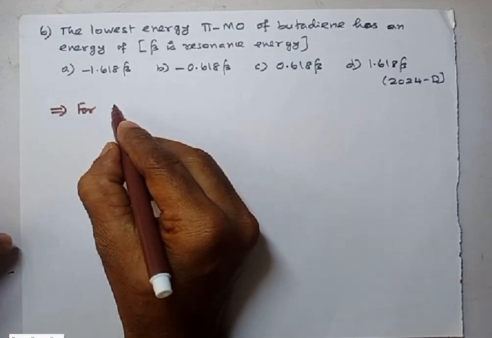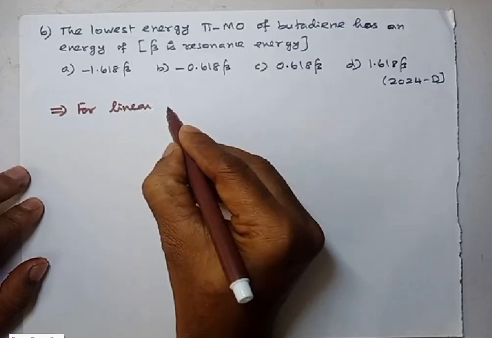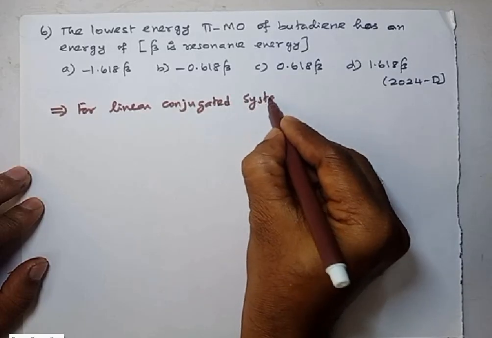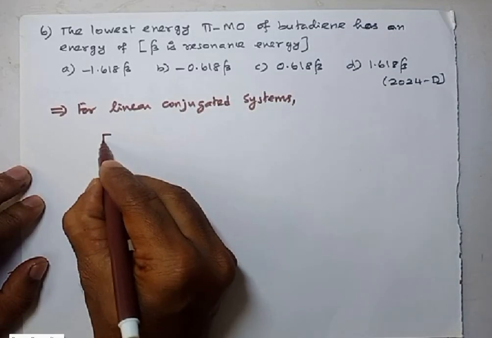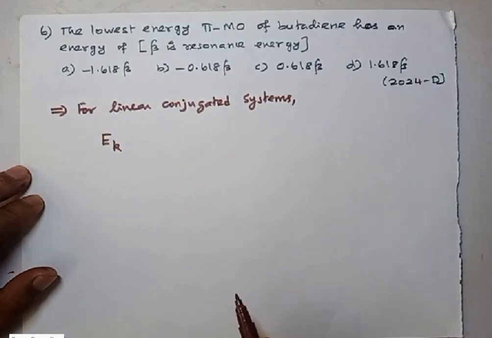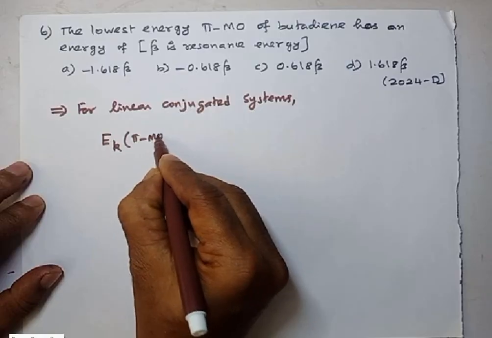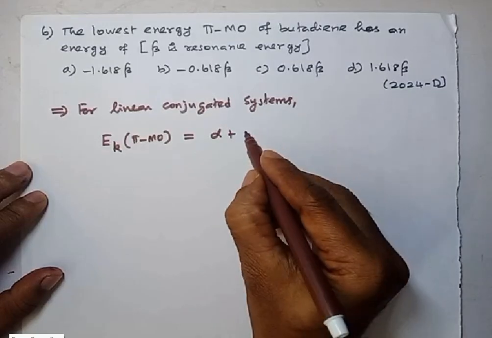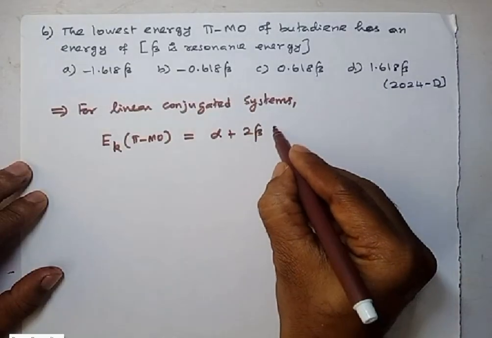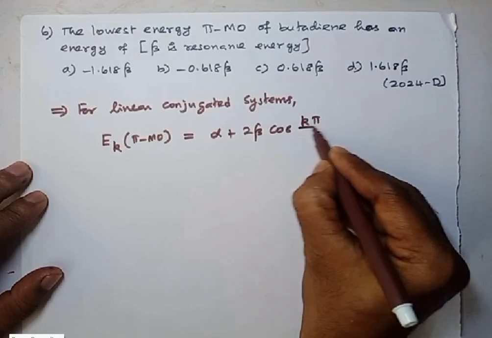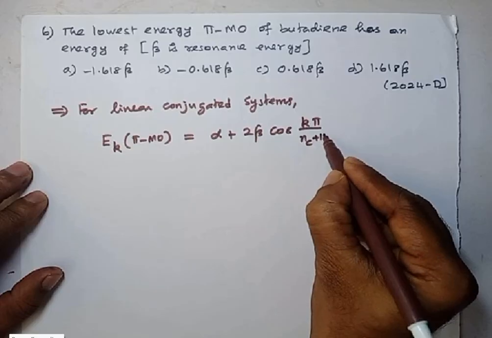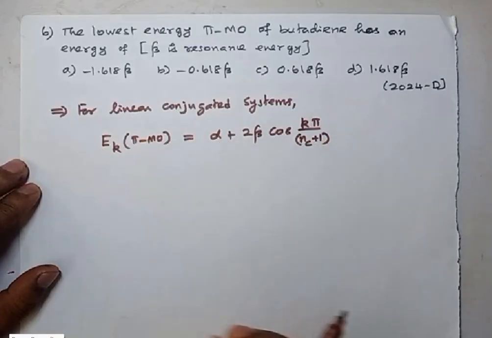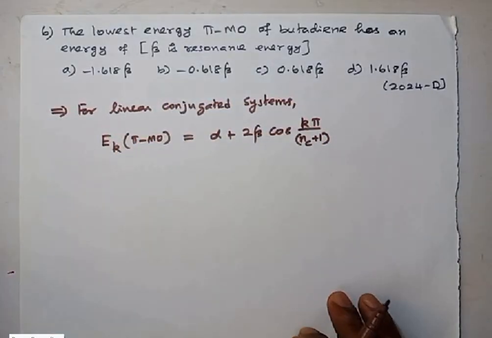For linear conjugated systems, we can write the energy of the kth pi molecular orbital with a direct formula, so you can use this: alpha plus 2 beta into cos of k into pi by the number of carbon atoms involved in conjugation plus 1. Use this formula to find the pi electronic energy of any kth molecular orbital.